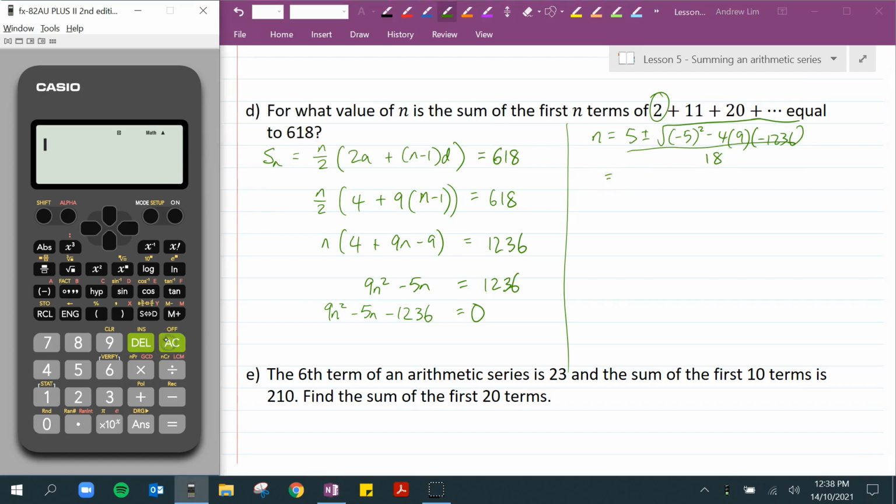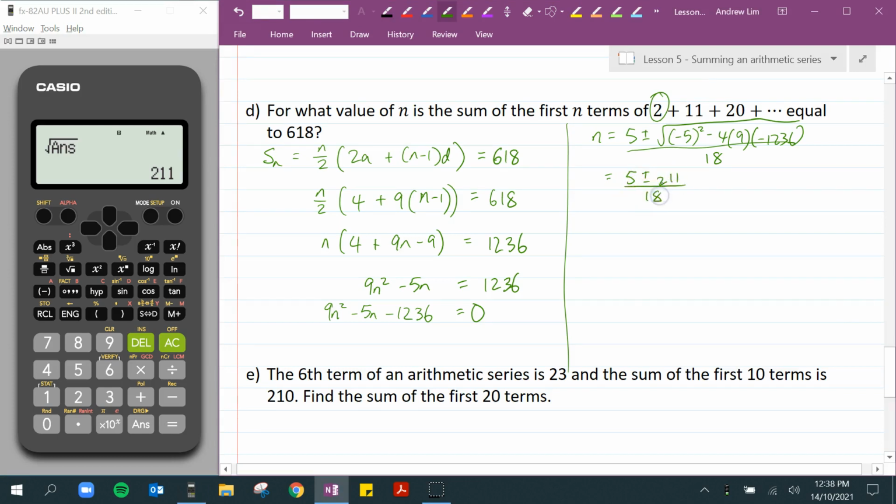Let's see what we get. So when we square root, actually let's not do the square root yet. We've got 5 squared minus 4 times 9 times negative 1236. That's 44521. What do we get when we square root it? Oh, okay, good. So we get 5 plus or minus 211, over 18.